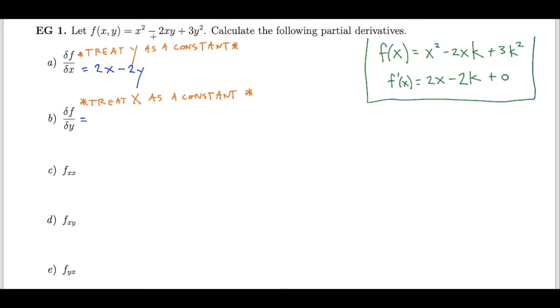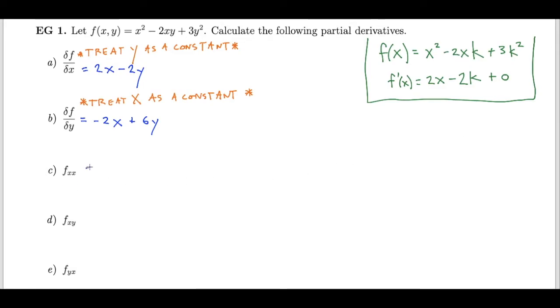The derivative of negative 2xy will simply be negative 2x, since I'm thinking of the y as a y to the first power term, and then the 2 and the x are both being treated as constants. And then the derivative of 3y squared will be 6y, as I would expect. In part C, we're asked to calculate f sub x.